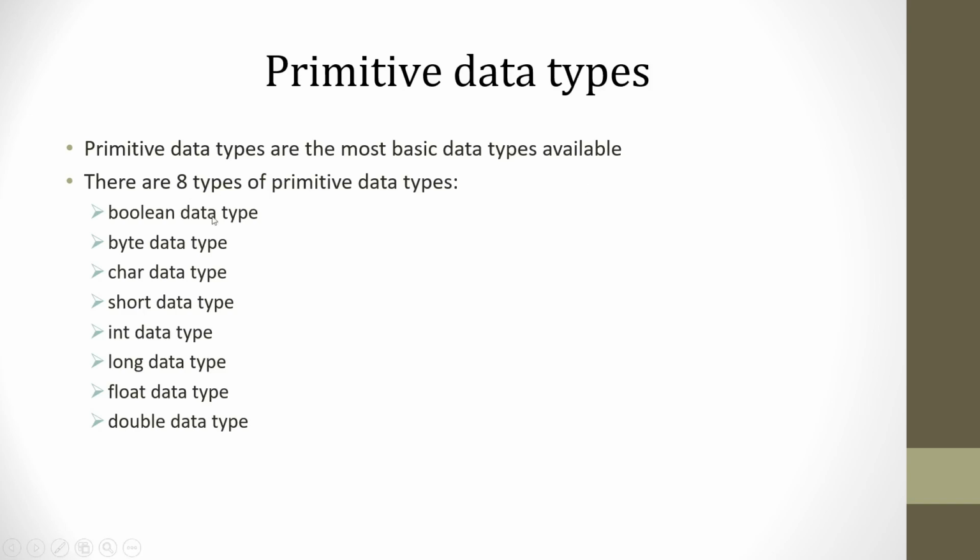Those are the boolean data type, byte, char, short, int, long, float, and double data types. These data types are used to store values in memory, but the type of data differs across these 8 primitive data types. Let's see them one by one.